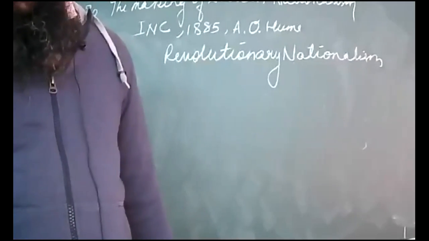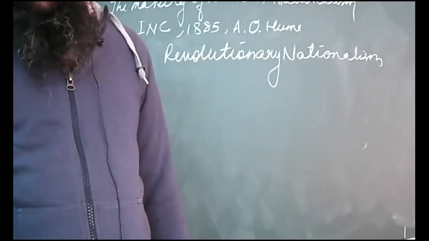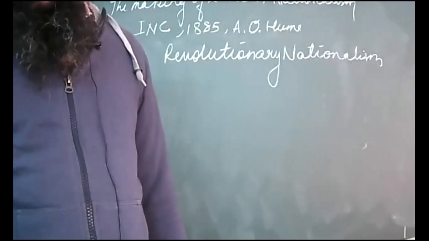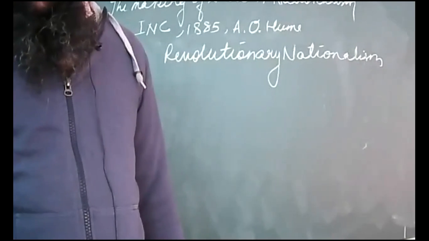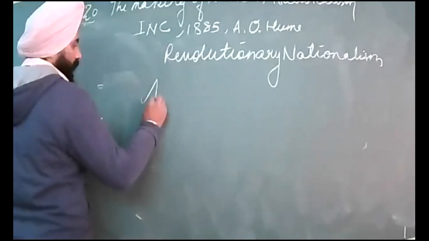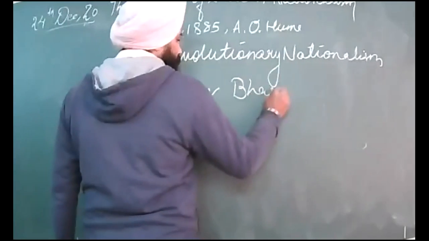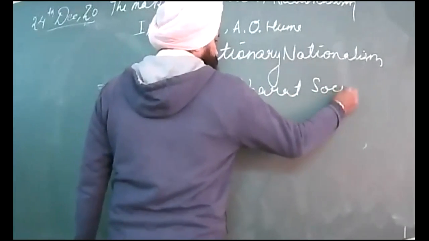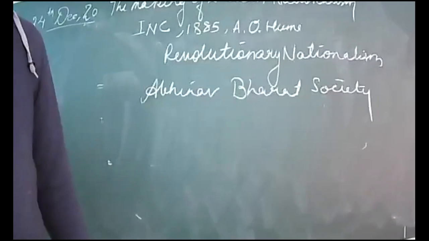Many people associated with the national movement wanted to go a step further and advocated the use of violence to overthrow the British. They founded many secret societies. The most famous among them was the Abhinav Bharat Society in Maharashtra.